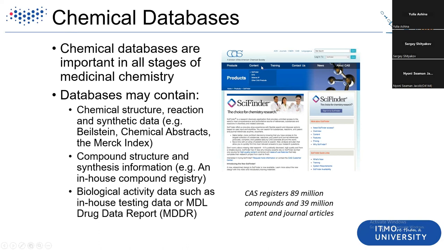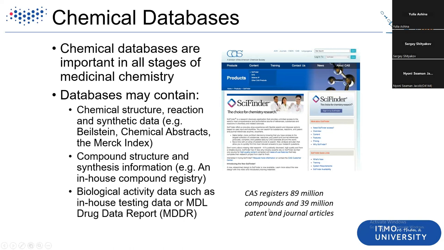So what kind of chemical databases do you also have to process all these formats? The chemical databases are important in all stages of medicinal chemistry, chemoinformatics, synthetic biology. In the chemical databases, we have the chemical data, reactions, and synthetic data, for example, Beilstein, Chemical Abstracts, Merck Index from the Merck pharmaceutical company, ChemReg, RegMol, Ensemble, so the list of chemical registration systems that you can also access to find different chemical data like this, SciFinder, then you could access the products and download them.